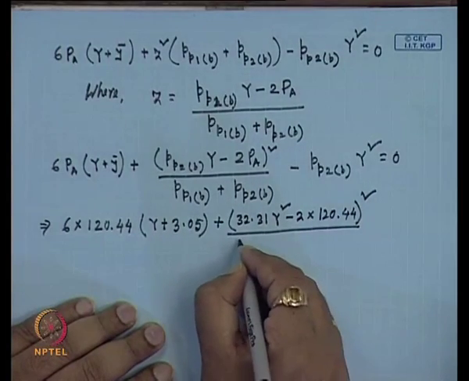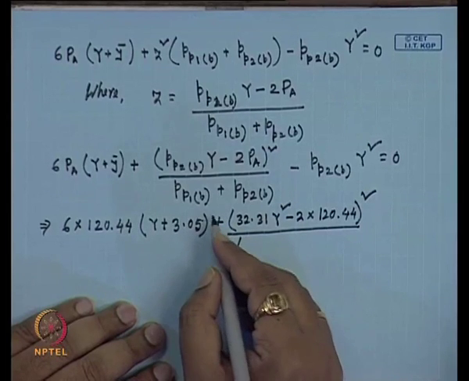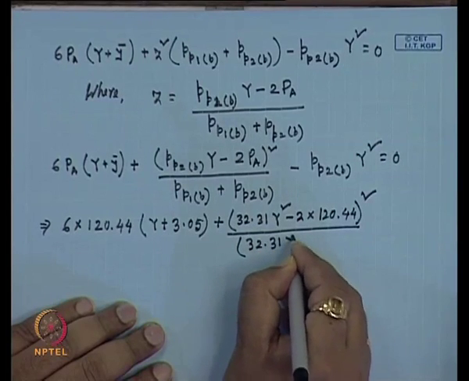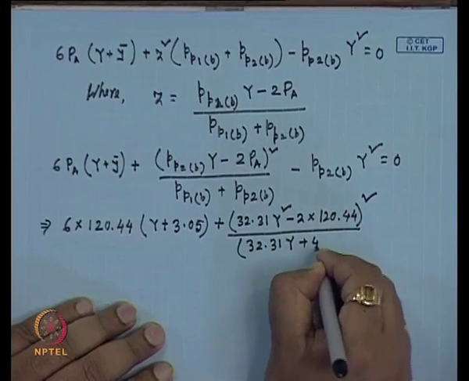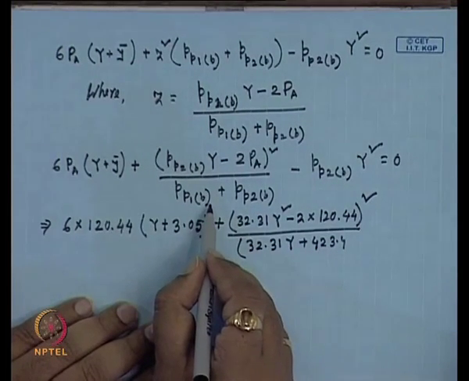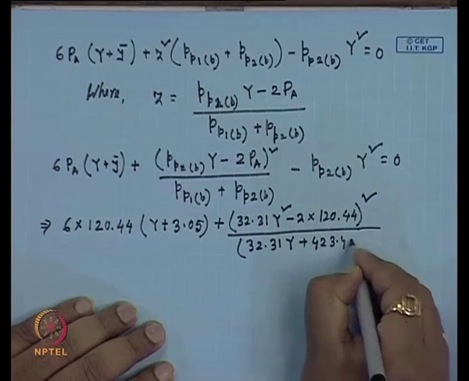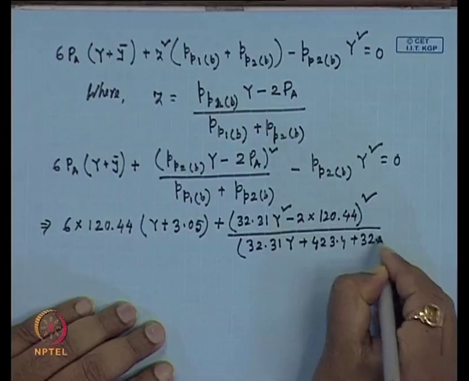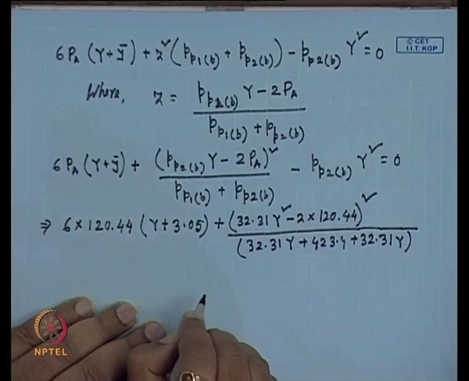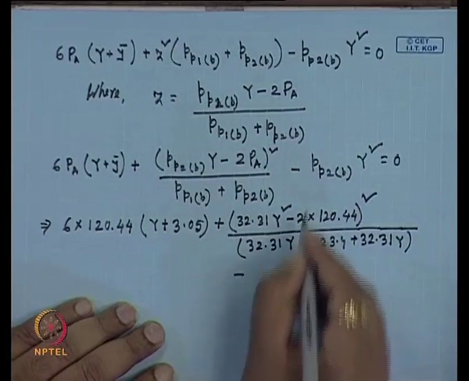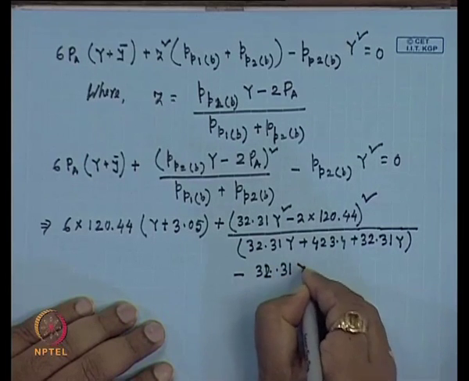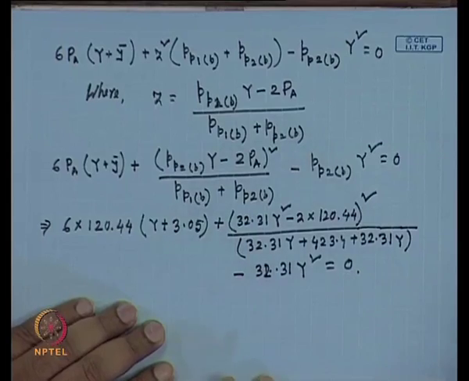divided by P_P1B, which is 32.31 Y plus 423.4, that is P_P1B, plus P_P2B, which is also 32.31 Y, then minus P_P2B, which is 32.31 Y square, that is equal to 0.